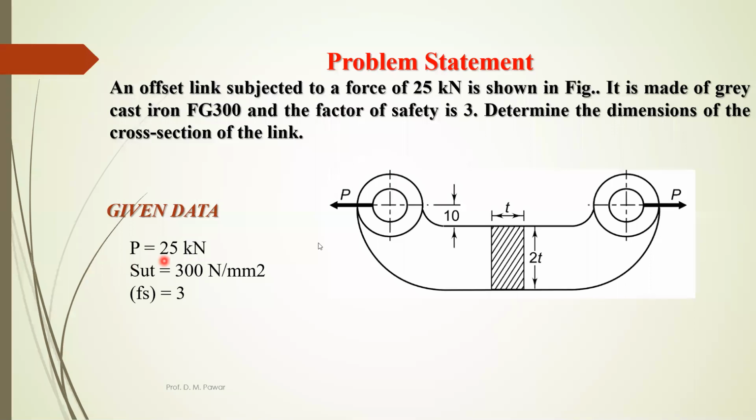Like in the previous problem, we took an SYT value, but here the material is brittle cast iron, that is a brittle material. So SUT will be the design criteria, and the factor of safety given is 3. So let us see how to design this C or offset link.